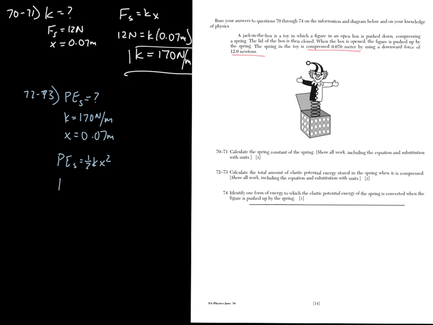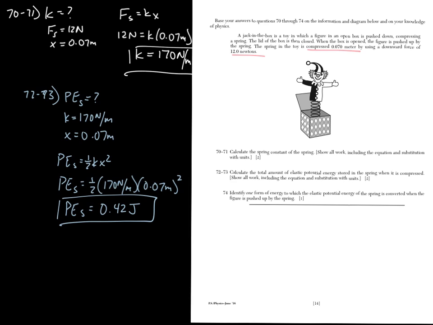So let's move on. We're solving for this. Don't forget x is squared. You should get 0.42 joules. That's our answer. All right, now 74, identify one form of energy to which the elastic potential energy of the spring is converted when the figure is pushed up by the spring.